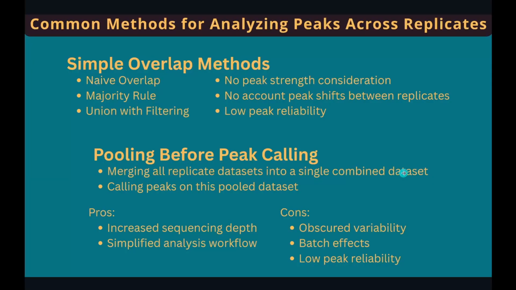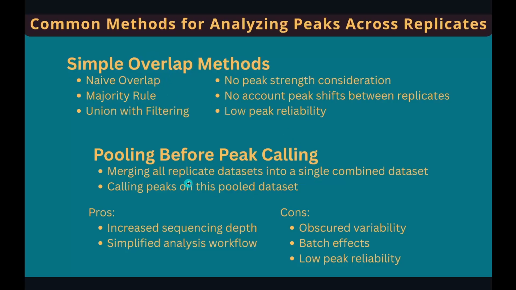There are many ways to tackle this problem. The easiest way is to simply overlap the peaks across all the replicates. This is also the method we used for our differential binding analysis. Remember, we first created a consensus peak set and then compared their signals between conditions. However, in this case, our goal is to identify true peaks across replicates, so these methods are not appropriate.